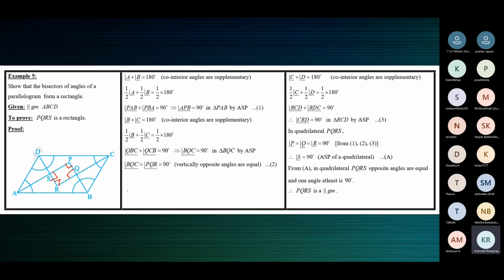So in quadrilateral PQRS, P is 90, Q is 90, R is 90 from 1, 2, and 3, because in 1 we proved it's 90. So that means by angle sum property of a quadrilateral, the fourth angle also has to be 90 degrees. I've just called this result A.